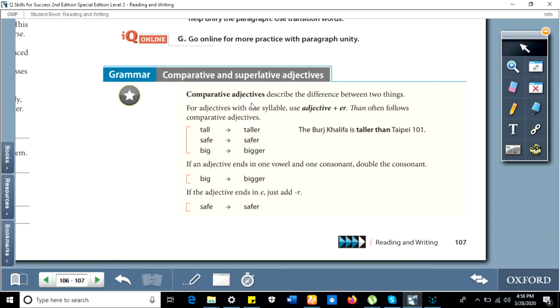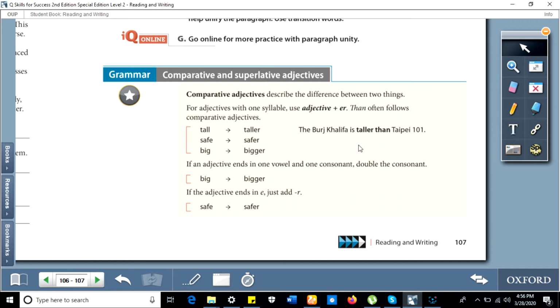So basically, comparative adjectives are used when we compare two things with one another and describe the difference. We compare them and we describe the difference between the two of them, right? So that's what the comparative adjective means.